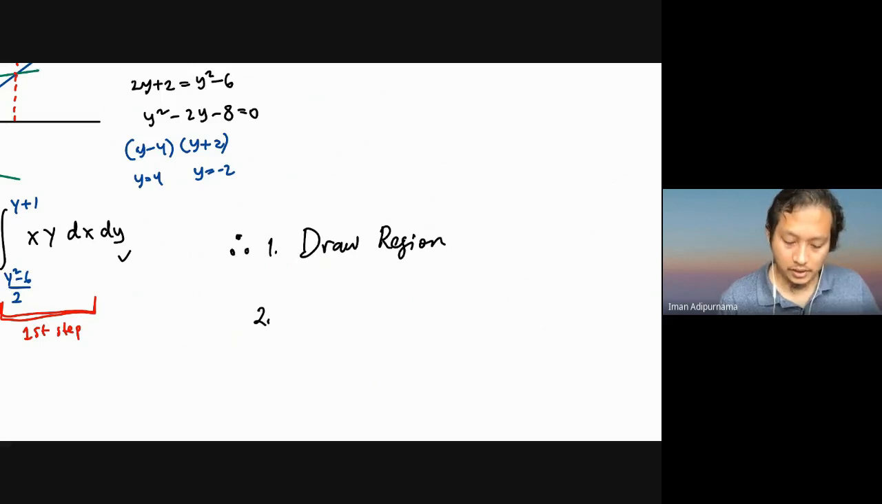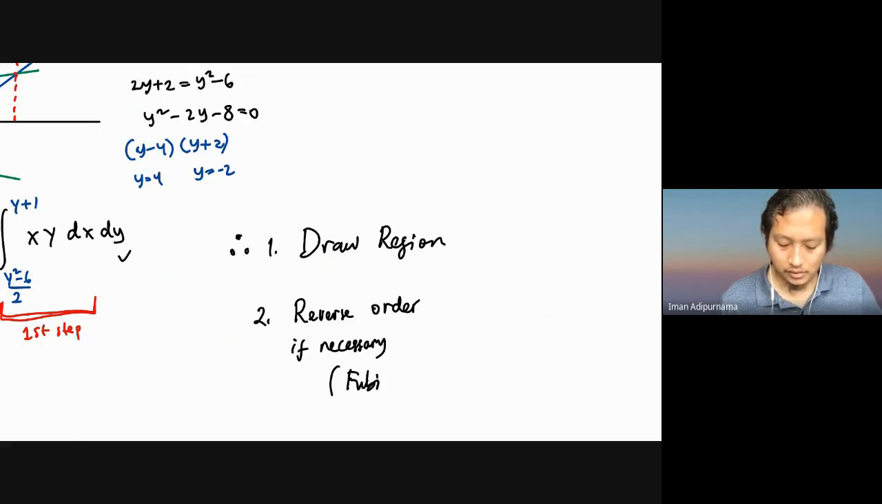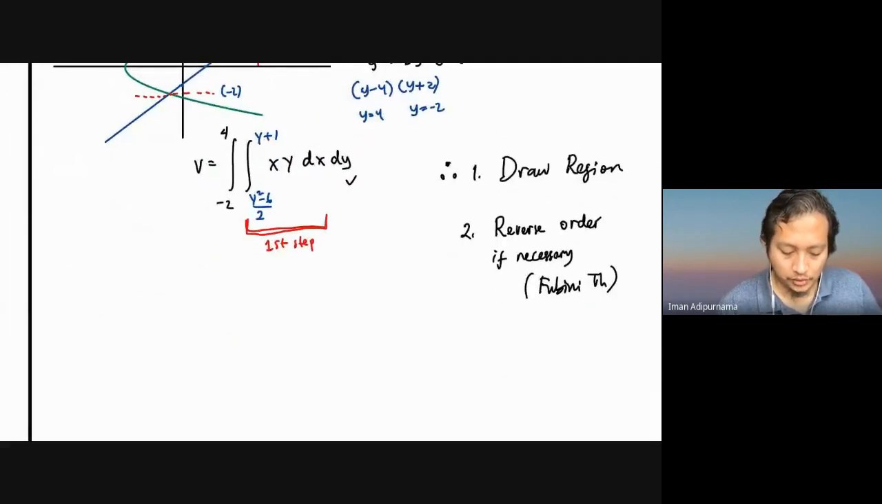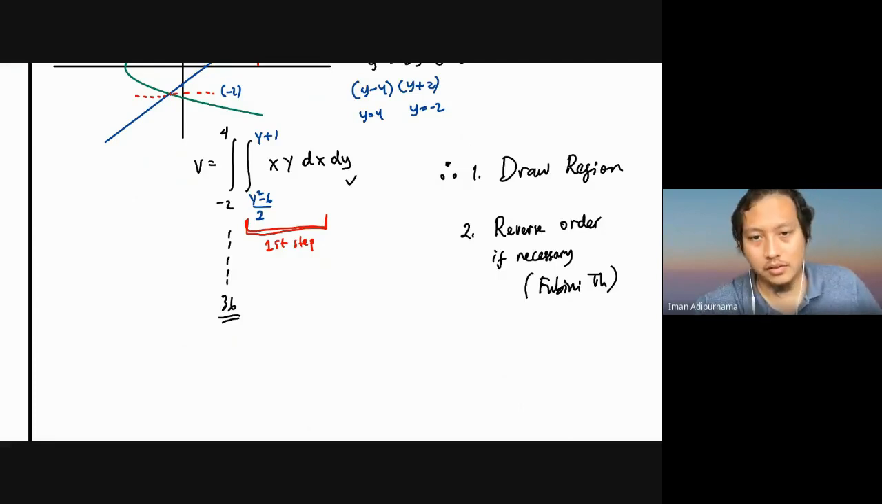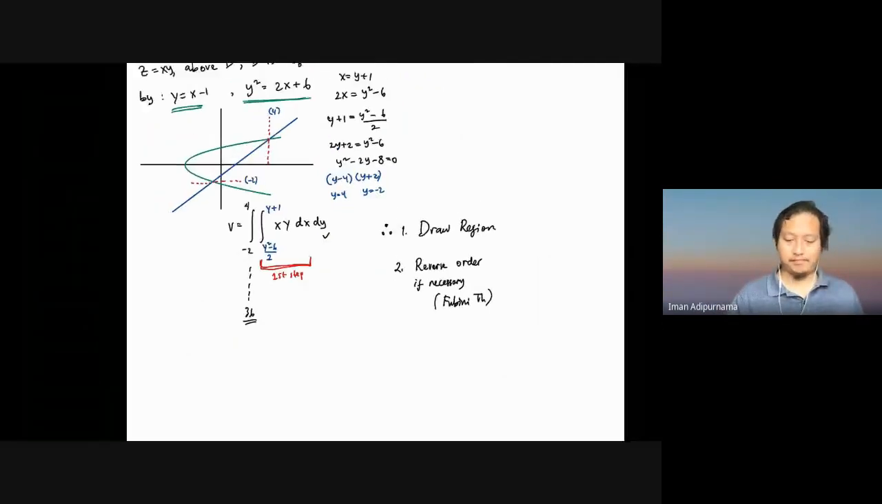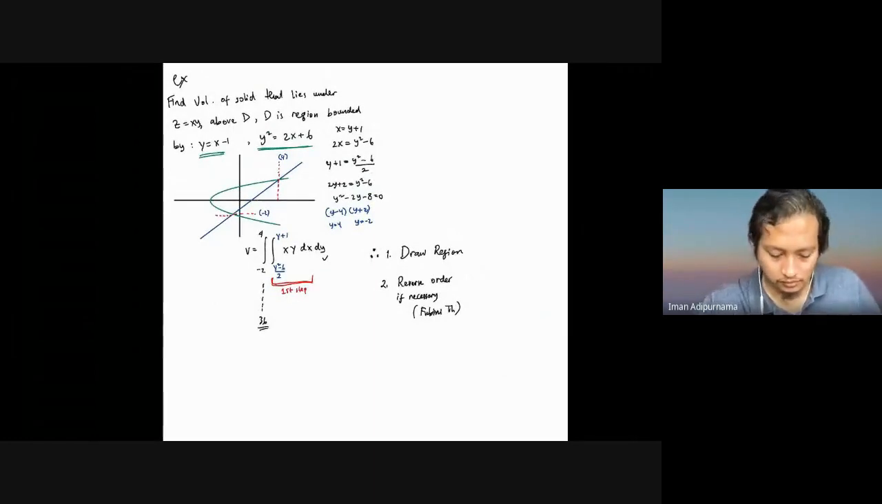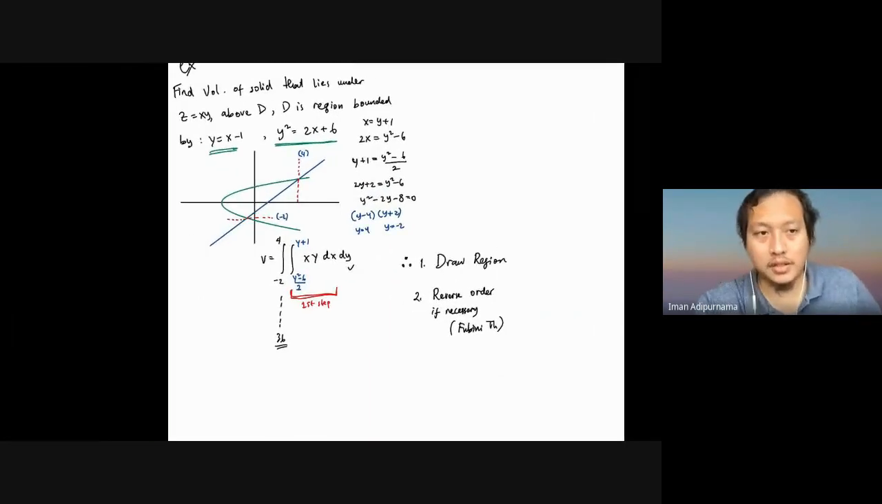The second part is you can reverse the order if necessary and use the Fubini theorem to reverse the order. Okay. By the way, if you compute this volume, it should be 36. Okay. Any questions? Any questions from all these examples?